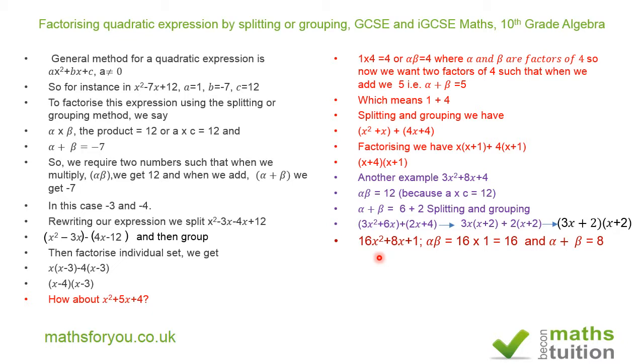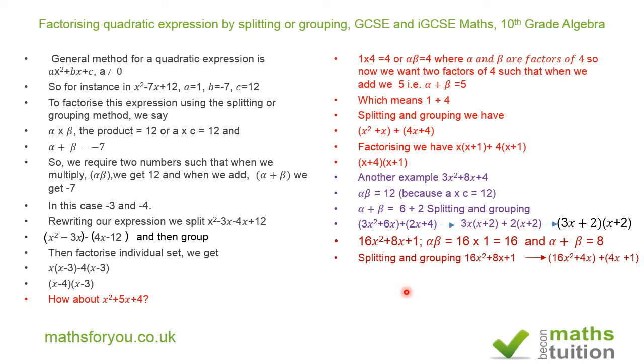Right, one more example. I want to factorize 16x squared plus 8x plus 1. As usual, if I multiply the coefficient of x squared, which is 16, by the constant number, which is 1 in this case, I get 16. Now, I want two numbers so that when I add up, I get 8, and when I multiply, I get 16. What comes to mind is 4 and 4, because 4 times 4 is 16, and 4 plus 4 is 8.